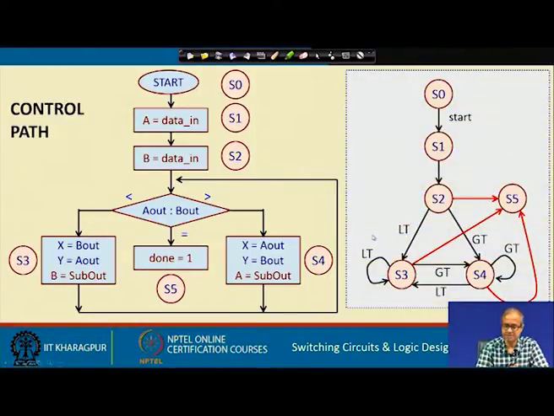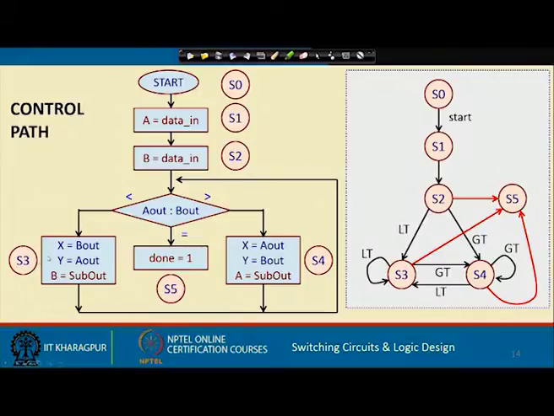And with respect to the FSM, now the FSM will look like this. This S0, S1, S2, then depending on this comparison, it can either go to S3 or S4 or S5. S5 means you are done, and from S3 also after the subtraction, when you go back in next comparison you could go to S5. Similarly, from S4 you can also go to S5. So, these red lines show you the different paths where it indicates that your computation is over. Okay. So, the idea is very simple.